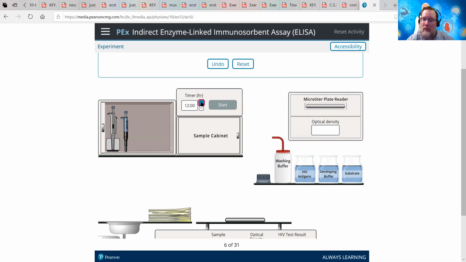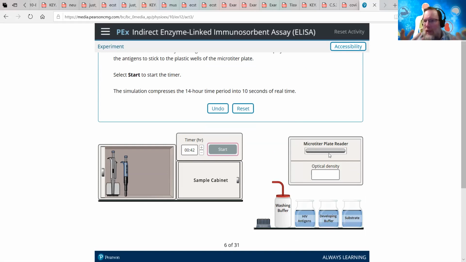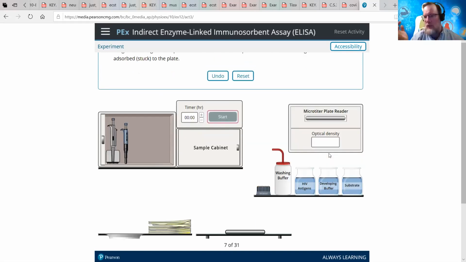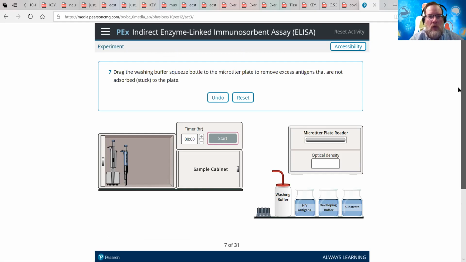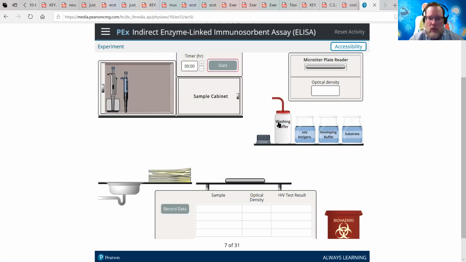Of course, we don't have to wait 14 hours, right? So it takes about 10 seconds. The incubation time allows the antigens to stick to the plastic wells of the microtiter plate. So we had a brand new microtiter plate, and we're coating that plate with HIV antigens. All right. So drag the washing buffer squeeze bottle to remove excess antigens that didn't get stuck to the plate. So we're going to rinse off the plate a little bit, take it over to the sink.